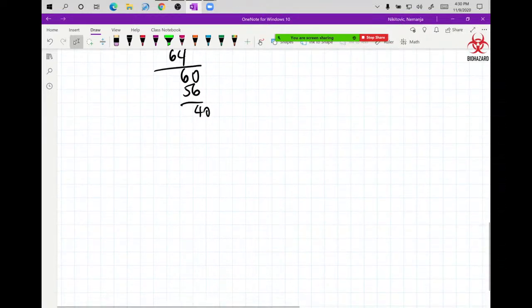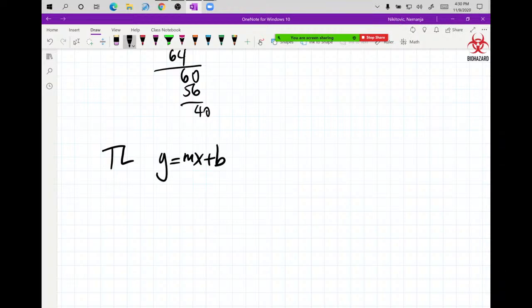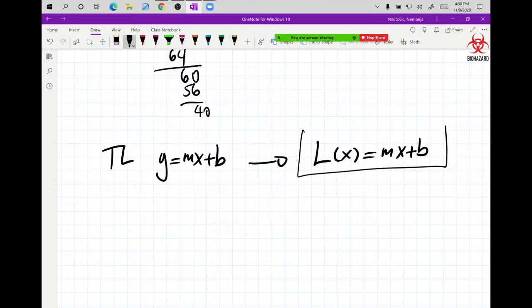But for now, it's only going to be the linear calculation. So what we learned now is that your tangent line y equals mx plus b is actually your linearization, L of x equals mx plus b. And this is now going to be used to compute your values instead of using the calculator.